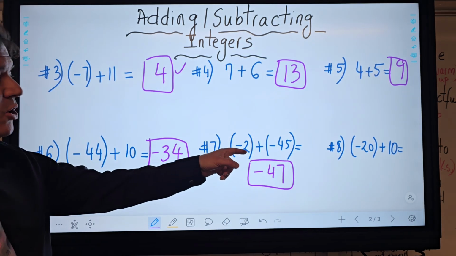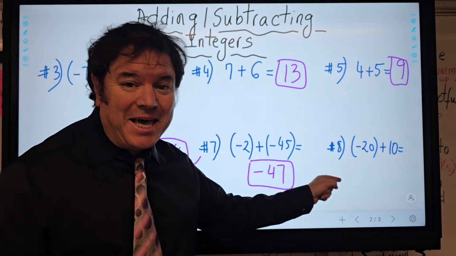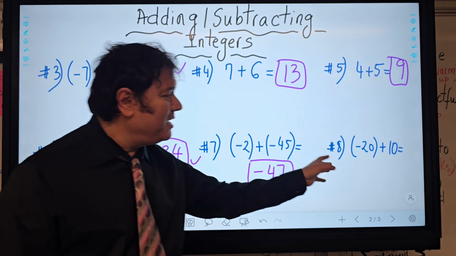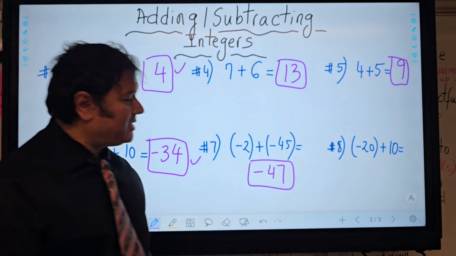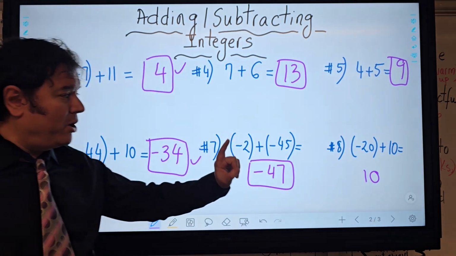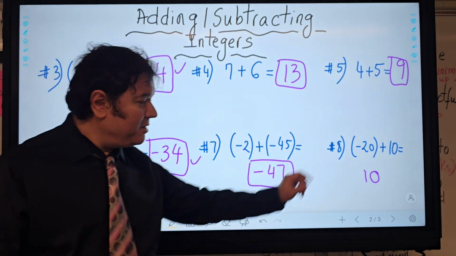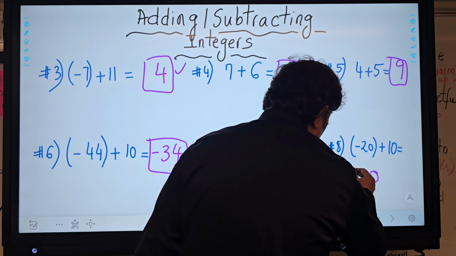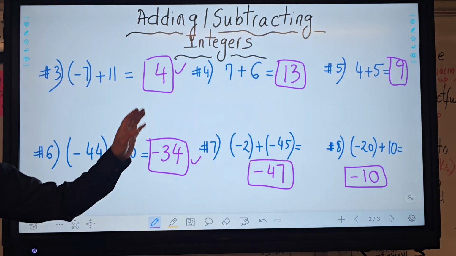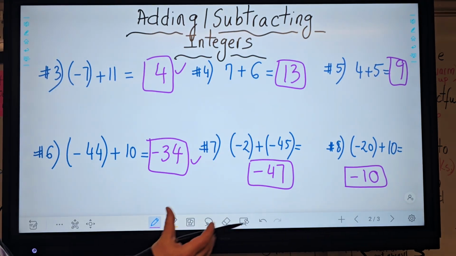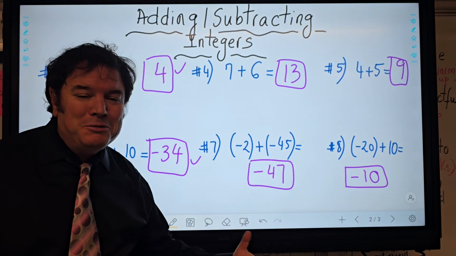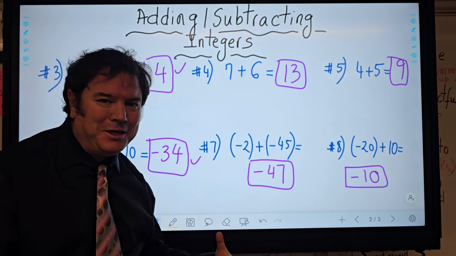And finally, number 8, we have negative 20 plus 10. So negative 20, right? Different signs, subtract. Let's subtract the numbers. 20 minus 10 is 10. And now we are going to keep the sign of the larger number, which is negative 20, negative. So the final answer is negative 10. Okay, not hard, right? Very, very easy once you remember some easy patterns with adding and subtracting integers.